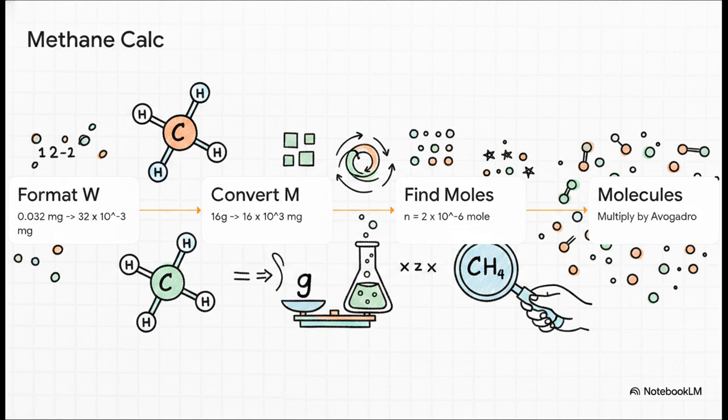Now divide W by M. 16 goes into 32 2 times, but keep a sharp eye on the powers of 10. The 10 to the power 3 in the denominator moves to the numerator and becomes 10 to the power minus 3. Minus 3 plus minus 3 gives us 10 to the power of minus 6. So N is 2 into 10 to the power of minus 6 moles.